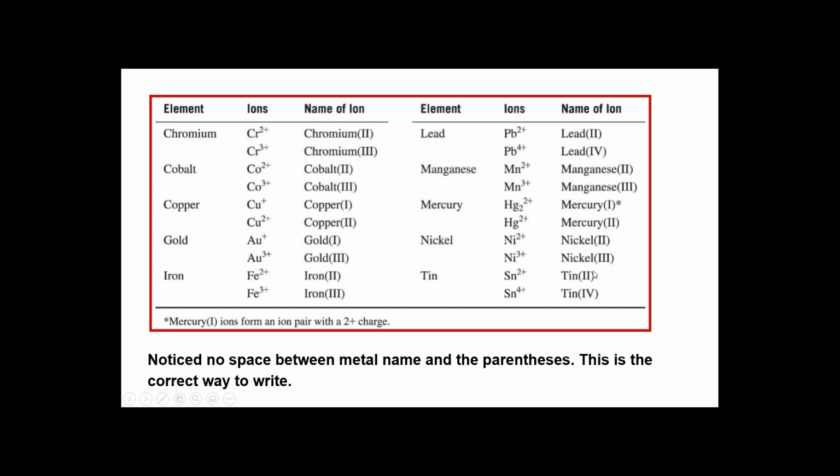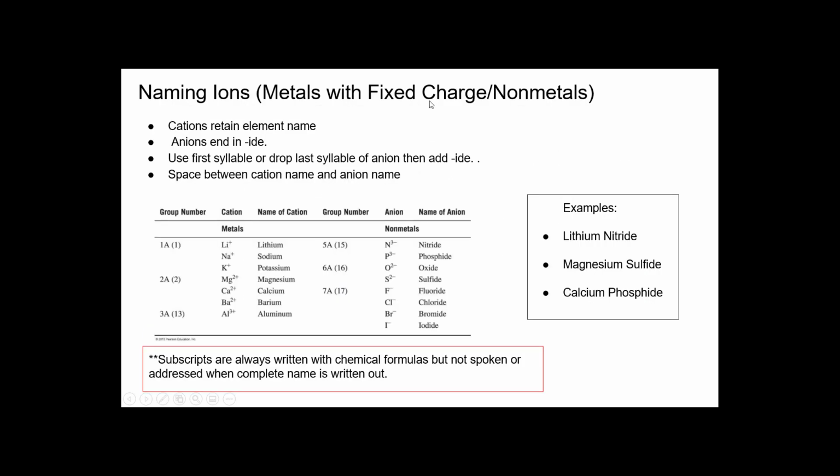Here I've also included a list of some of the element names to help you if you needed that. And notice all the parentheses are next to the metal. There is no space. I expect you to write it correctly. And spelling does count. All right, naming metals with fixed charge.